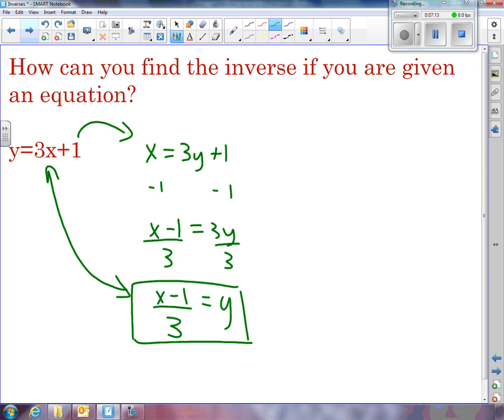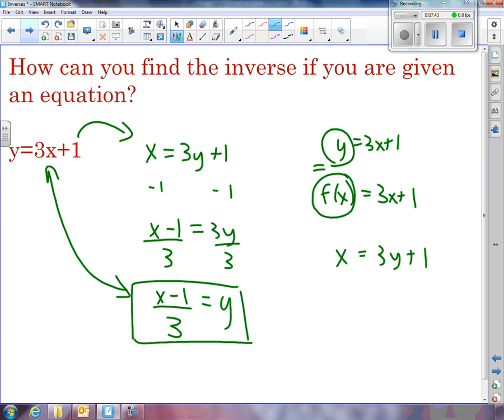In the previous sections, we have learned that y equals 3x plus 1 is really the same thing as f of x equals 3x plus 1. So whether it's written y equals 3x plus 1 or f of x equals 3x plus 1, the process is still the same. Just realize that f of x and y are really the same thing. If I was given this to begin with, I would still write x equals 3y plus 1 and solve for the y.